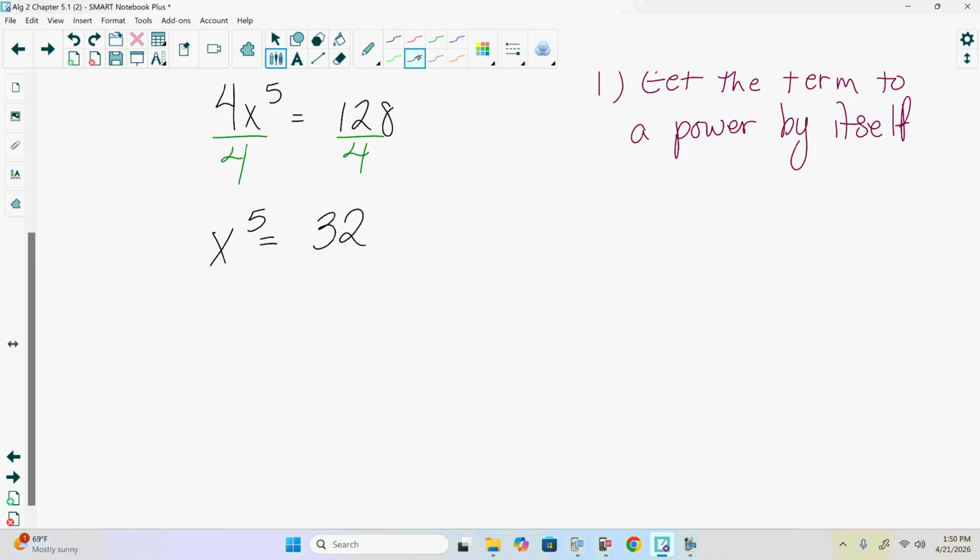Is our term to a power, that x to the fifth, by itself? Yeah, there's nothing else being multiplied by it. There's nothing being added to it. It is by itself. So once we get it by itself, we want to apply the nth root to both sides.